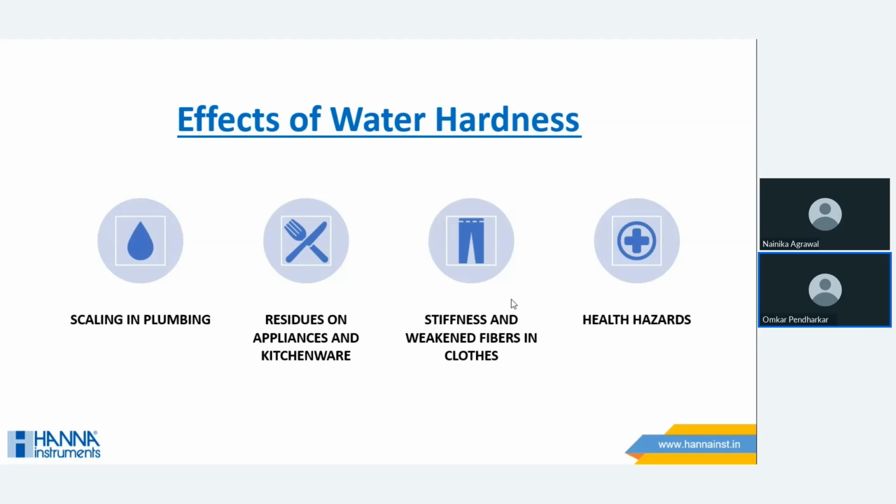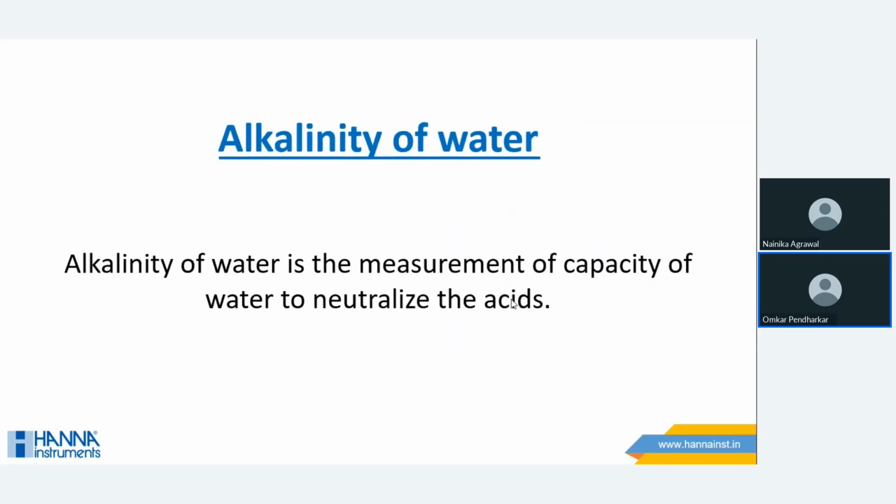Then we will see the concept of alkalinity of water. Alkalinity of water is generally defined as a measurement of the capacity of water to neutralize acids. So alkalinity means presence of some basic chemicals or components which can cause a higher pH of water. It is called the alkalinity of the water.